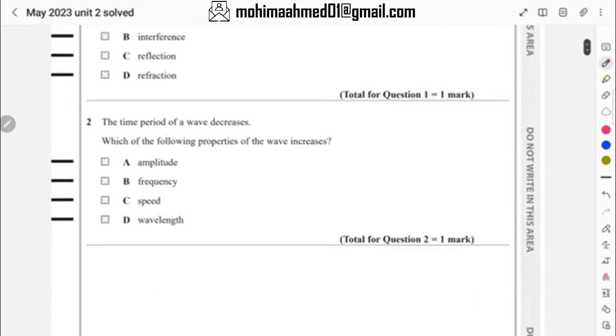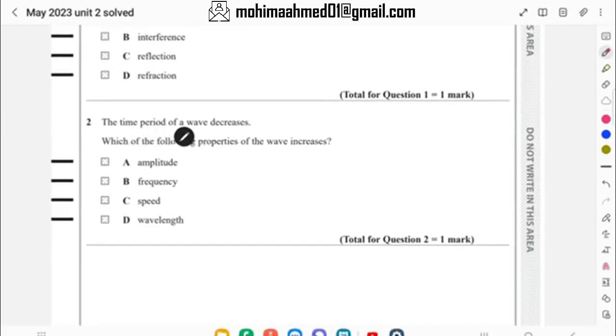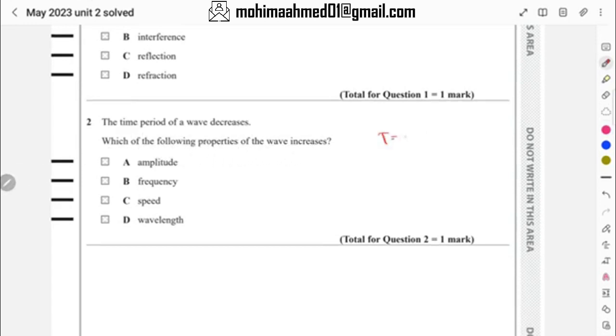For part two, the time period of a wave decreases. Which of the following properties of the wave increases? For time period, it is related to frequency. As we can see, they are inversely proportional. So if time period has to decrease, then frequency needs to increase. In this situation, the answer would be frequency, right? The time period is never connected to amplitude or wavelength. Well, it is connected to speed also, but in an indirect way. At first, it is connected to frequency, so that's why we're going to choose frequency over here.